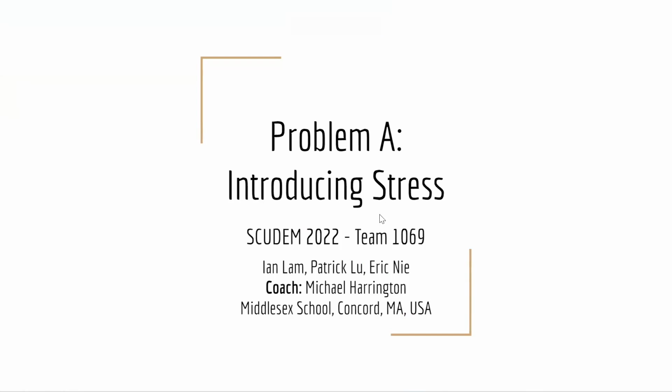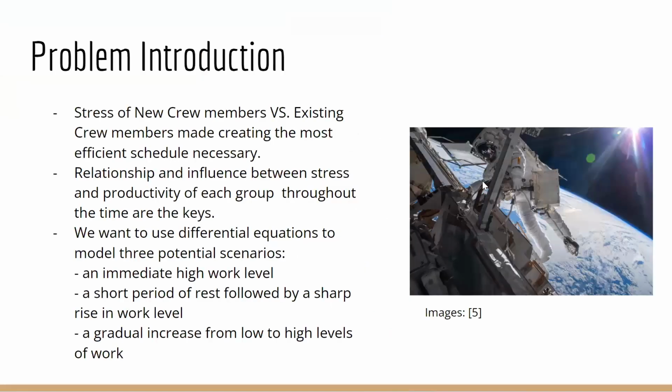Introducing stress. So first, let's introduce this problem. We're considering the relationship of the stress of new crew members and existing crew members in the International Space Station. And we're considering the influence and relationship between the stress and productivity of each group throughout the time. And we want to use differential equations to model these three potential scenarios: an immediate high work level, a short period of rest followed by a sharp rise in work level, and a gradual increase from low to high levels of work.